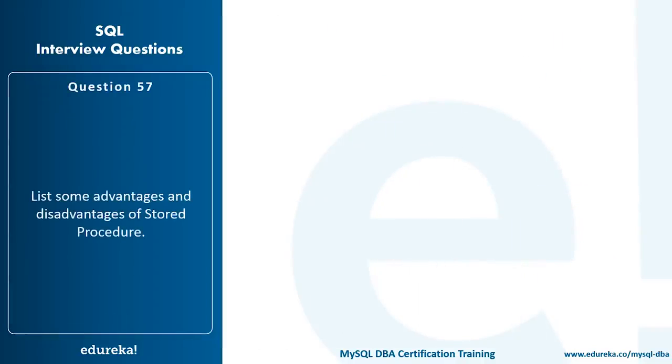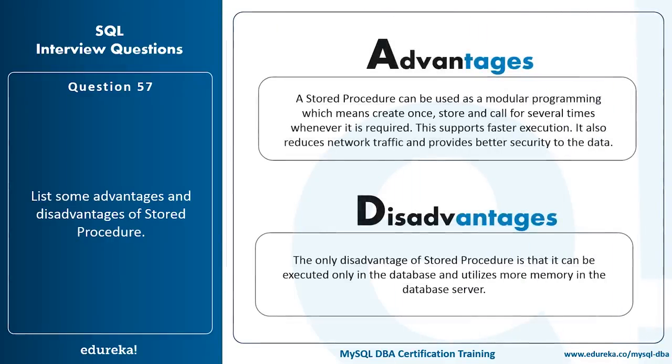Now let's move forward with the next question. List some advantages and disadvantages of stored procedure. Let's talk about the advantages first. A stored procedure can be used as modular programming, which means create one, store, and call it several times whenever required. This supports faster execution, and it also reduces network traffic, which provides better security to the data. Coming to the disadvantages, the only disadvantage of a stored procedure is that it can be executed only in the database and utilizes more memory in the database server. So guys, that was about the advantages and disadvantages of stored procedures.